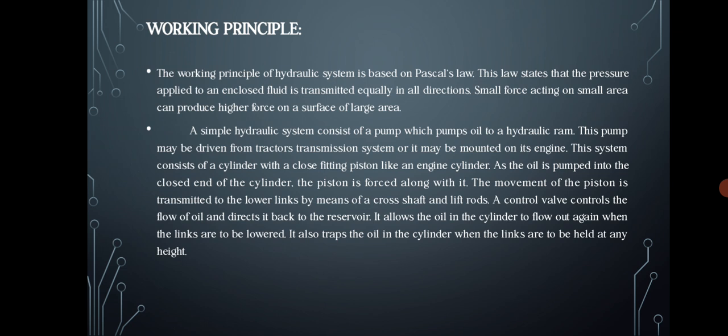A control valve controls the flow of oil and directs it back to the reservoir. It allows the oil in the cylinder to flow out again when the links are to be lowered. This also traps the oil in the cylinder when the links are to be held at any height.